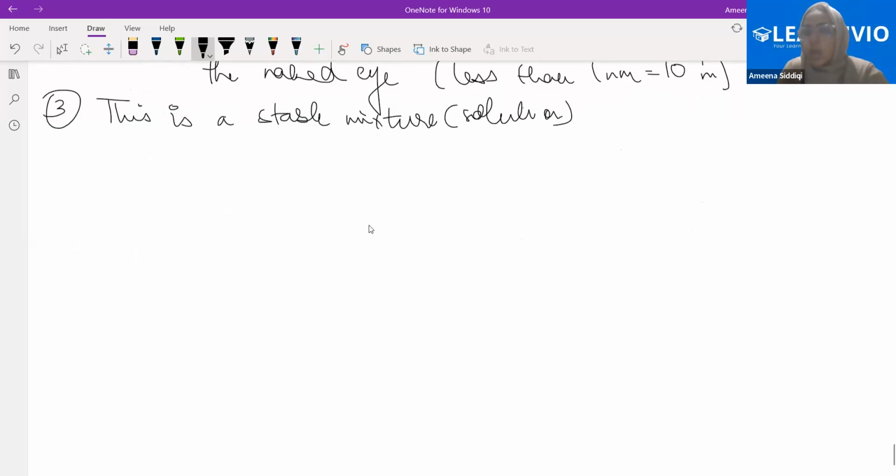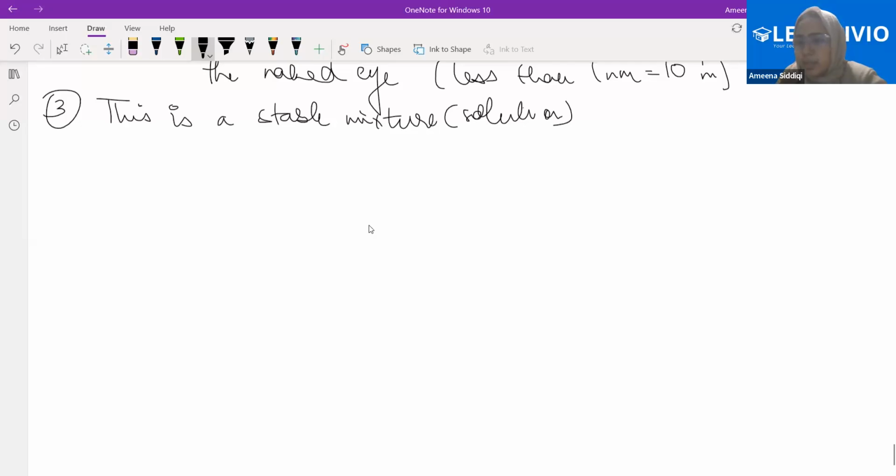See what happens. Let's say we mixed sugar in water or salt in water. We have mixed it properly. Now, if we leave that solution for some time as it is, undisturbed, what will happen? Will the salt particles settle down at the bottom of the container? Will they separate out from the water particles? Yes or no?